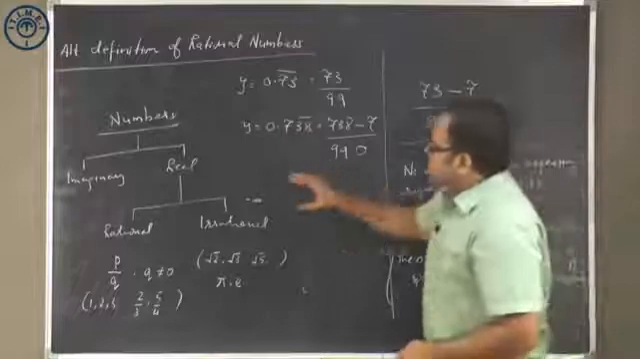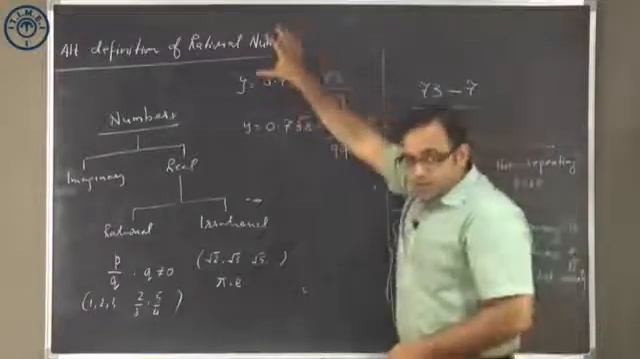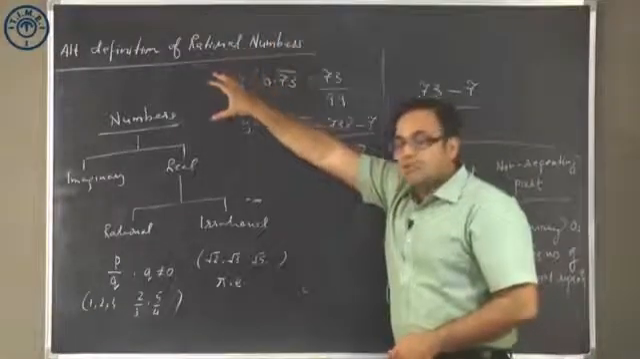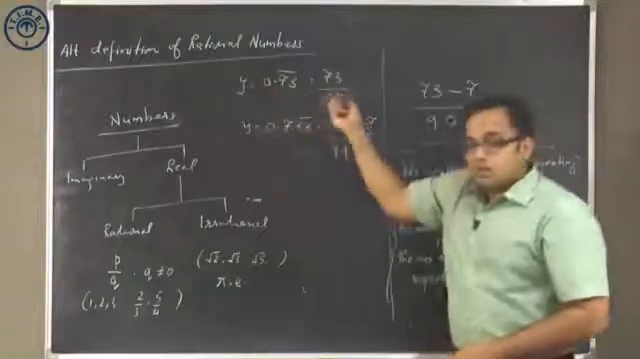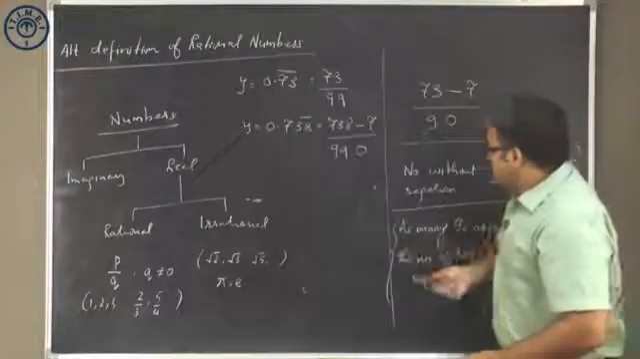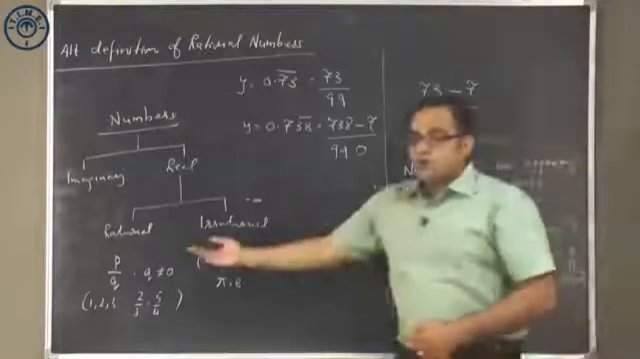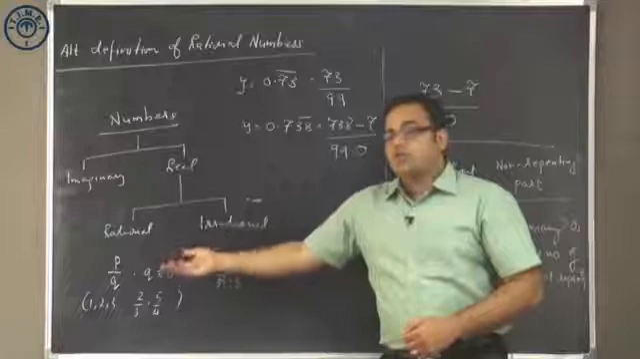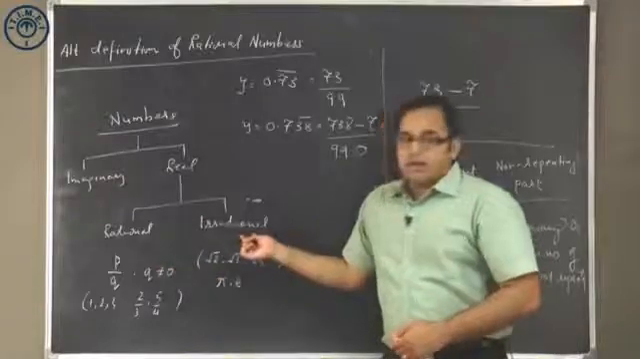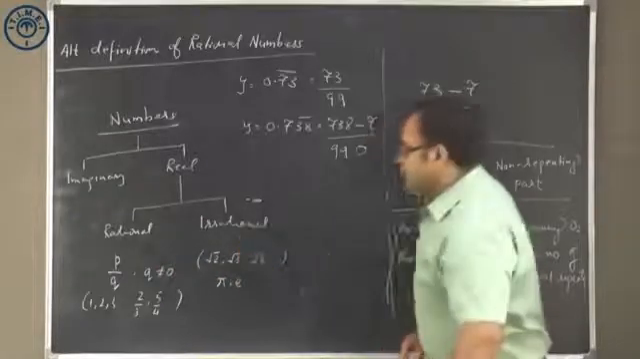The point being that any decimal which is terminating, or which is non-terminating but recurring, can be converted into the form p by q. Therefore, these are rational. Numbers which cannot be written in the form p by q, where q is not equal to 0, are called irrational. One last point to highlight in this.